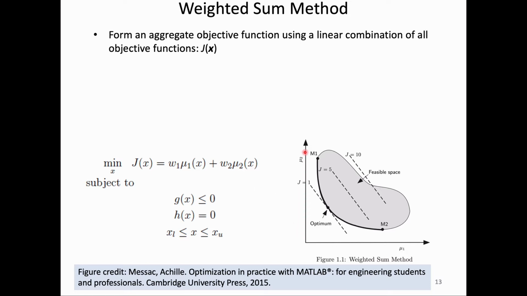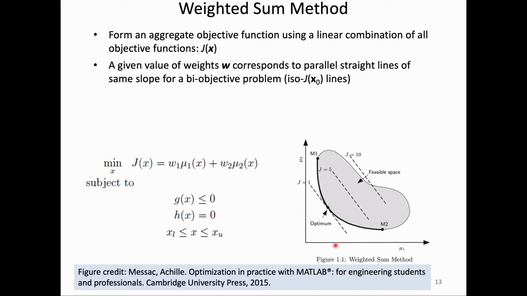So the vertical axis here is the second objective function. Horizontal axis is the first objective function. A given value of weights corresponds to parallel straight lines of the same slope for this bi-objective problem. For two objective problems, we can visualize the objective function space as a plane, and there are analogies to problems with more than two objective functions.